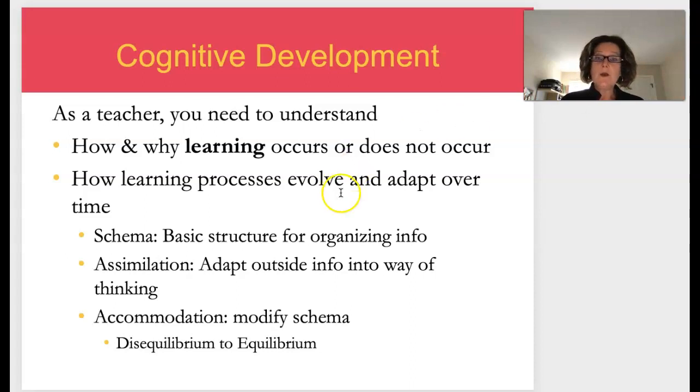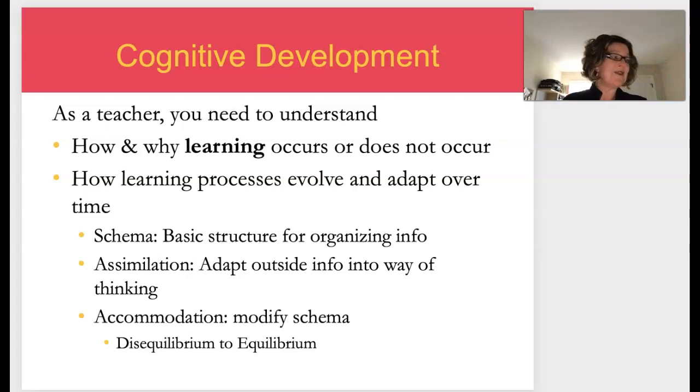Okay, so you want to look at how learning processes evolve and adapt over time. As we'll look at in Piaget's theories, the way that children view the world and actually take in information and learn new ideas actually changes. But there's some basics to how all of us learn, and that's what I'm going to go through right now. So, schema. Schema is the basic structure for organizing information. So when you're starting to learn something, it's the basic structure in your brain for how you actually organize it.